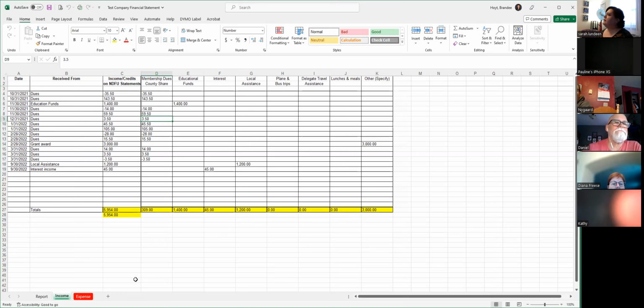So then let's take a peek at January's. In January's, we have the two dues entries. Right here are the two dues entries. And then you'll see we have three insurance line items: liability insurance, secretary bond insurance, and bus and accident. Each county pays a portion of that. It's based on your membership totals.